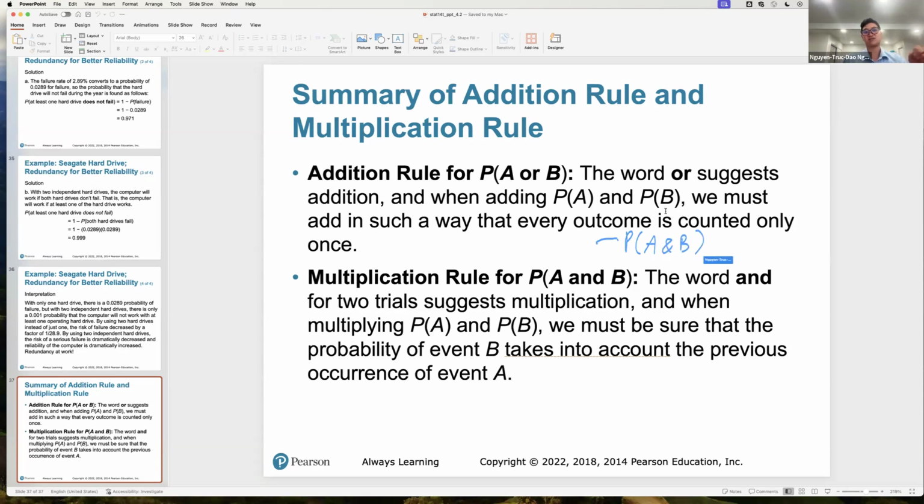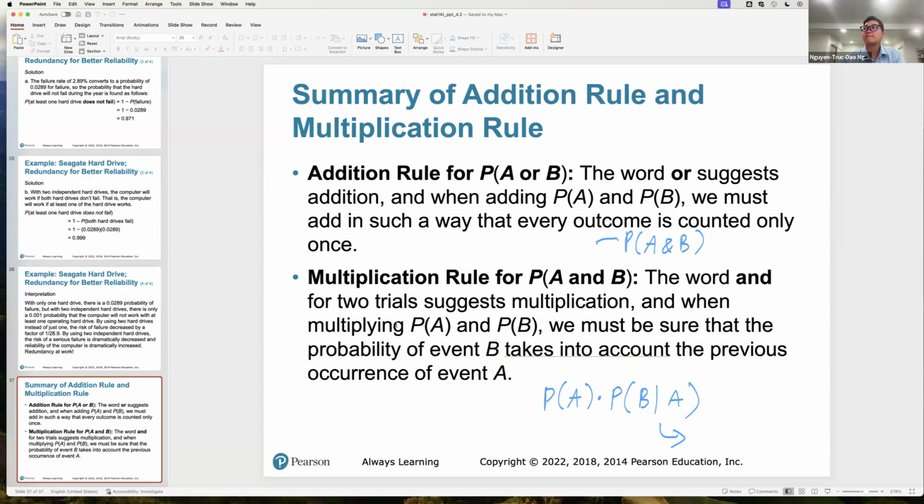Because all the common things, you can remove them. In the multiplication rule for P of A and B, please remember that the formula will be P of A times P of B, the event B occurring given that the event A already occurred. And this is called the conditional probability, right?